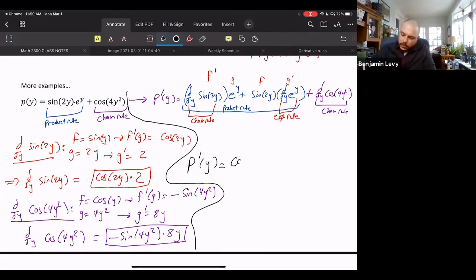cosine 2y times 2 times e to the y, sine 2y e to the y, sine 4y squared times 8y.